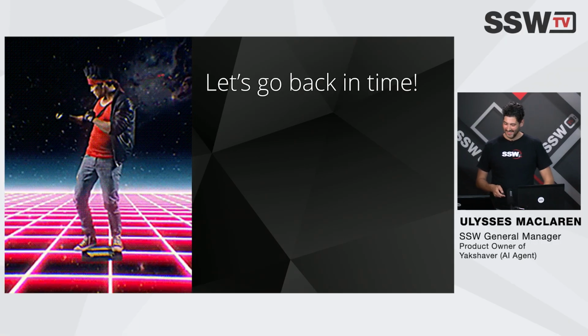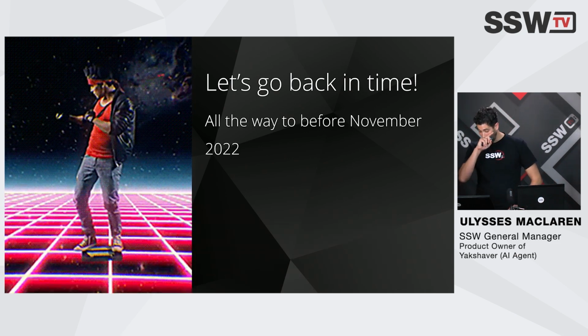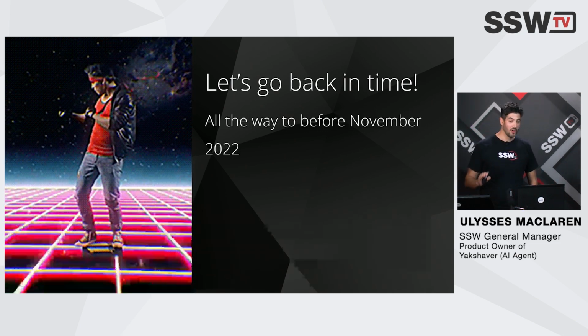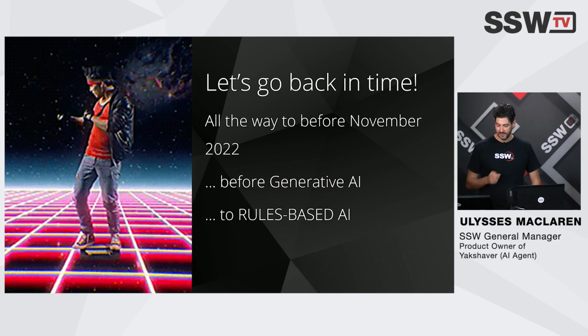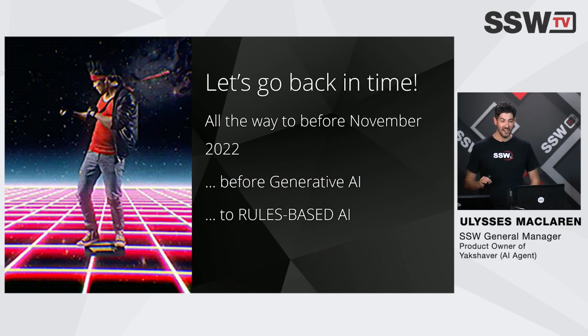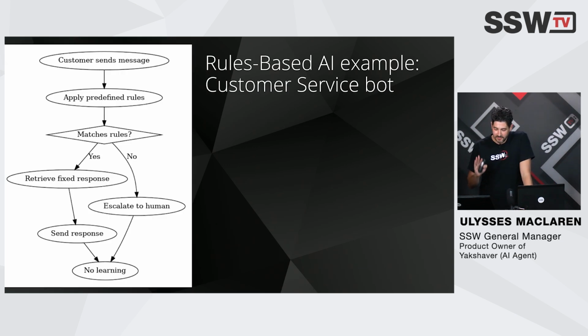So to illustrate this, let's go back in time. Let's go a long way back in time, all the way back before November 22, before generative AI was a thing, to rules-based AI. Sorry. This was cool. This got us a long way, right? But we don't do this anymore, mostly. So let me explain what this looks like. Here's an example of a customer service bot. You've got a situation, the customer sends a message, right?